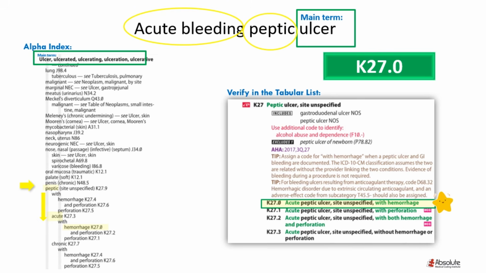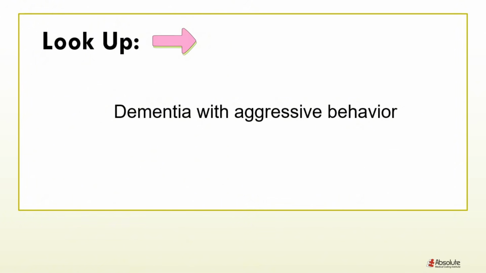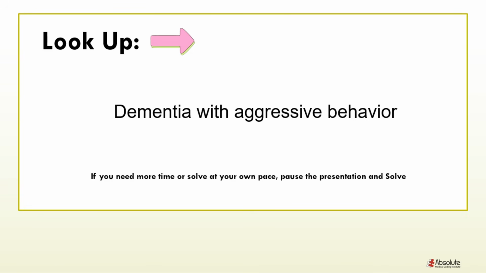Okay, hopefully you learned something. We've got another scenario. I think we have two more. Let's get going. Dementia with aggressive behavior. Time starts now.